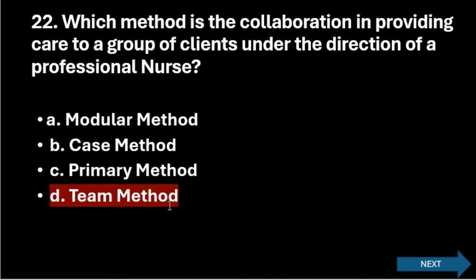An example for team method is, you can say, a resuscitation process. In a resuscitation process, all the staff will be available and one team leader will coordinate the resuscitation nursing activities. Modular method is a modified method of the functional or team method.